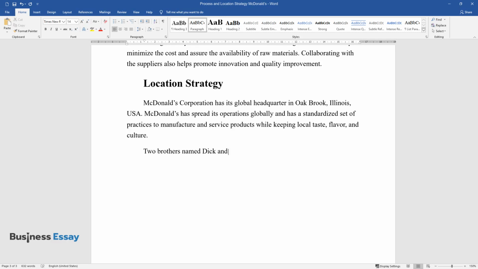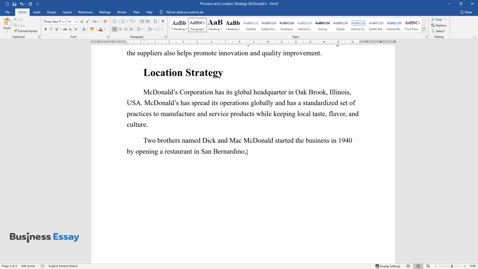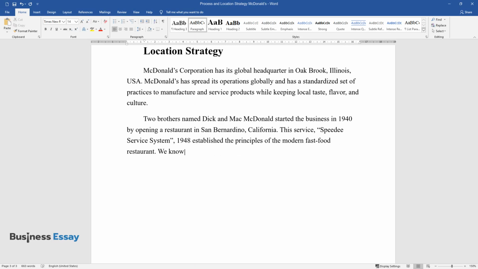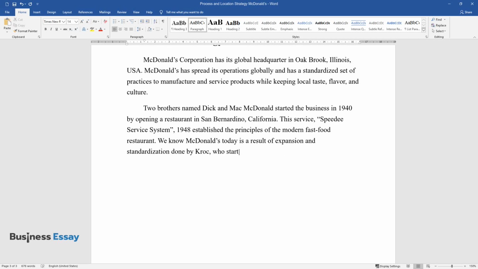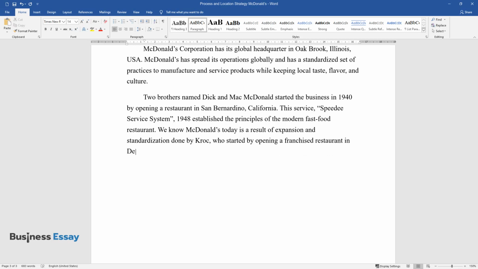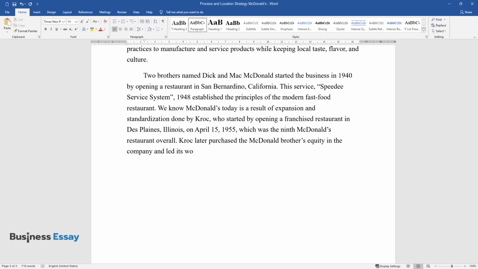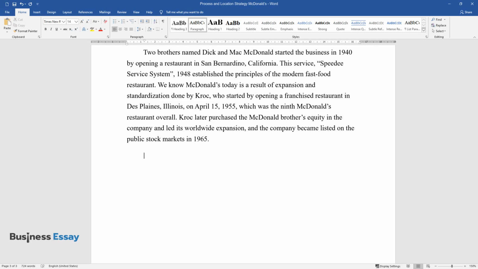Two brothers named Dick and Mac McDonald started the business in 1940 by opening a restaurant in San Bernardino, California. Their Speedy Service System, established in 1948, set the principles of the modern fast food restaurant. We know McDonald's today is a result of expansion and standardization done by Kroc, who started by opening a franchised restaurant in Des Plaines, Illinois, on April 15, 1955, which was the ninth McDonald's restaurant overall. Kroc later purchased the McDonald brothers' equity in the company and led its worldwide expansion, and the company became listed on the public stock markets in 1965.